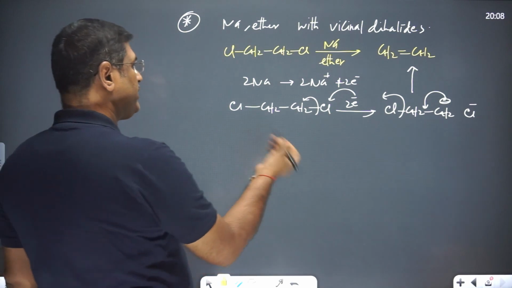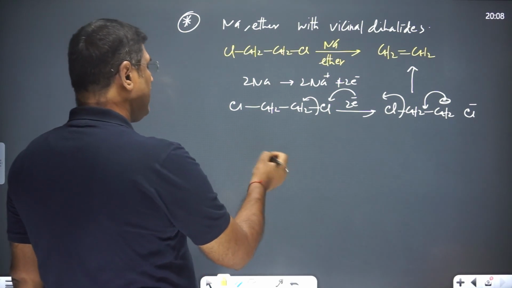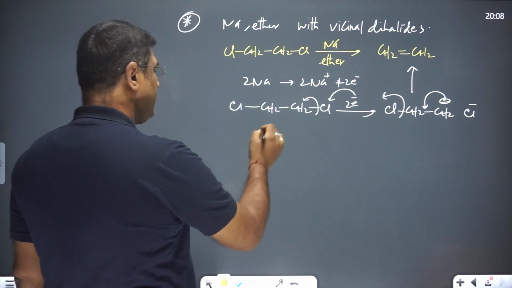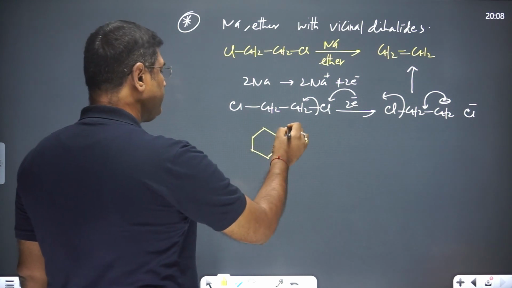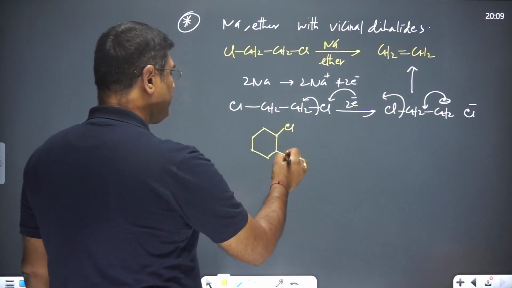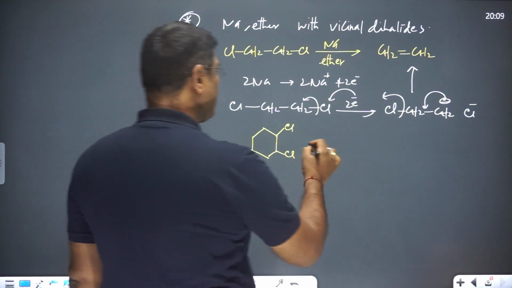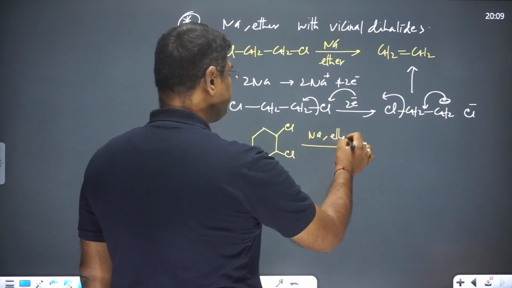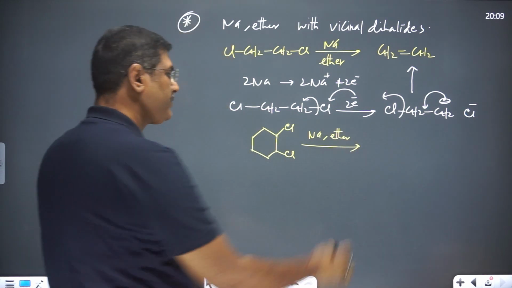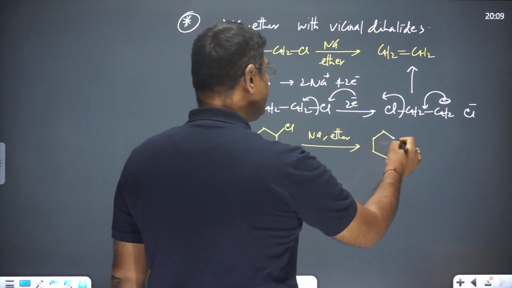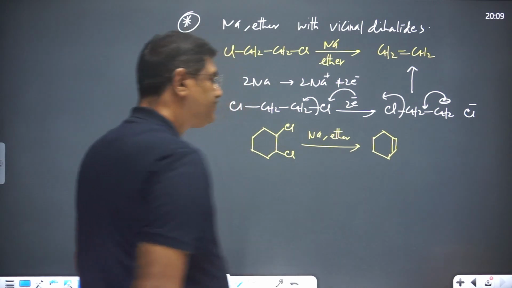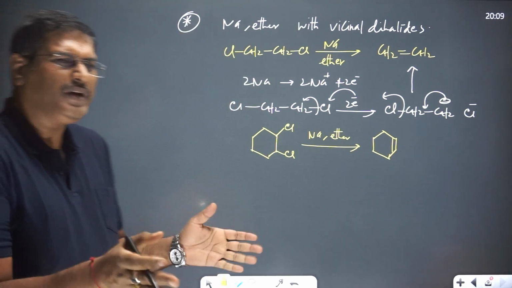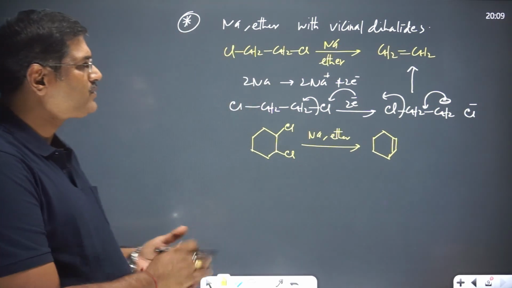Even if you take the other one, like 1,2-dichlorocyclohexane with Na in ether, yes, same product. Cyclohexene is the product. A carbanion intermediate forms.